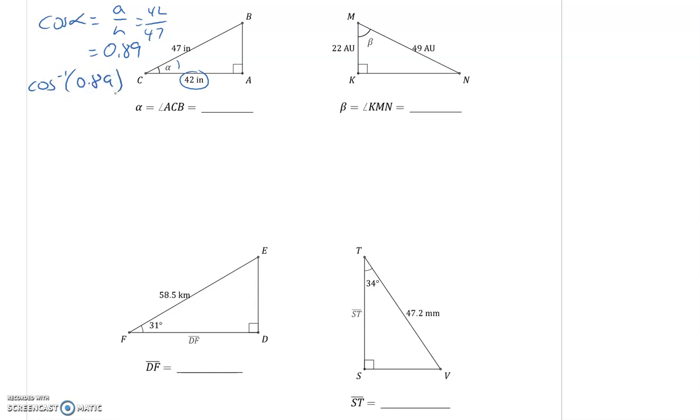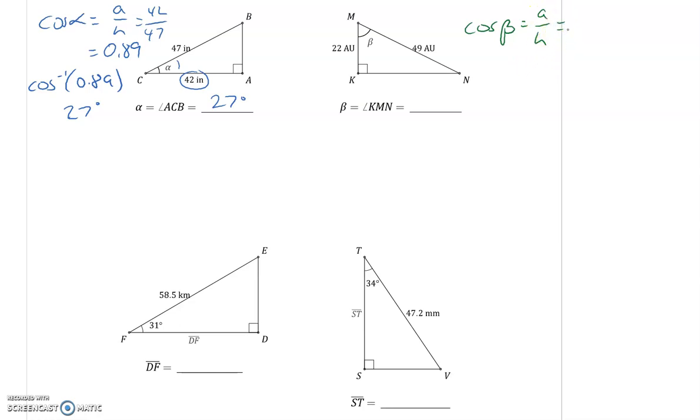So I'll do the inverse cos of that ratio, and we get around, well, round off, we'll say 27 degrees. Okay, so the next one here, we've got angle beta over there. So cos of beta is going to be adjacent over hypotenuse.